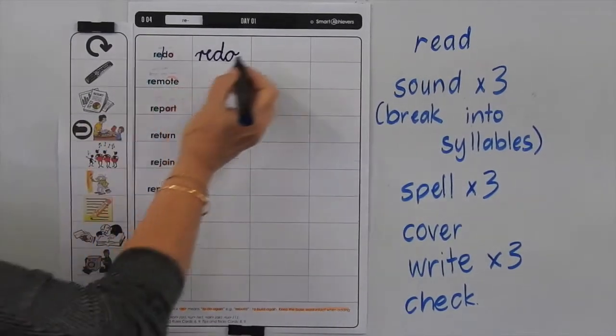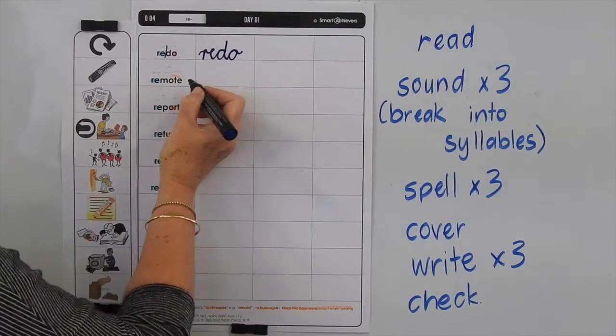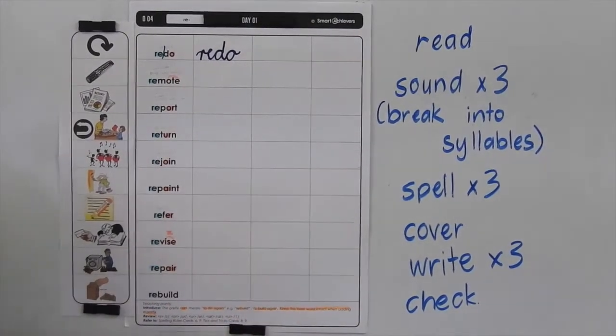So you can finish those two columns on your own. Always check to make sure you've spelt it correctly, and then finish off the rest of that page.